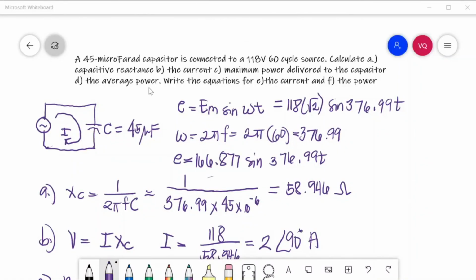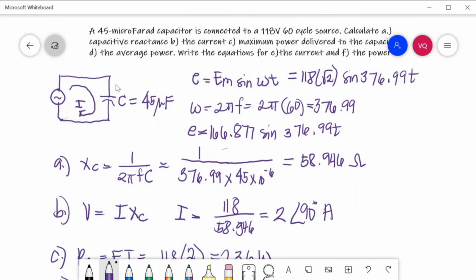Next example: a 45 microfarad capacitor is connected to a 118 volt, 60 cycle source. Calculate A, the capacitive reactance, B, the current, C, the maximum power delivered to the capacitor, and D, the average power. Write the equations for the current and the power.